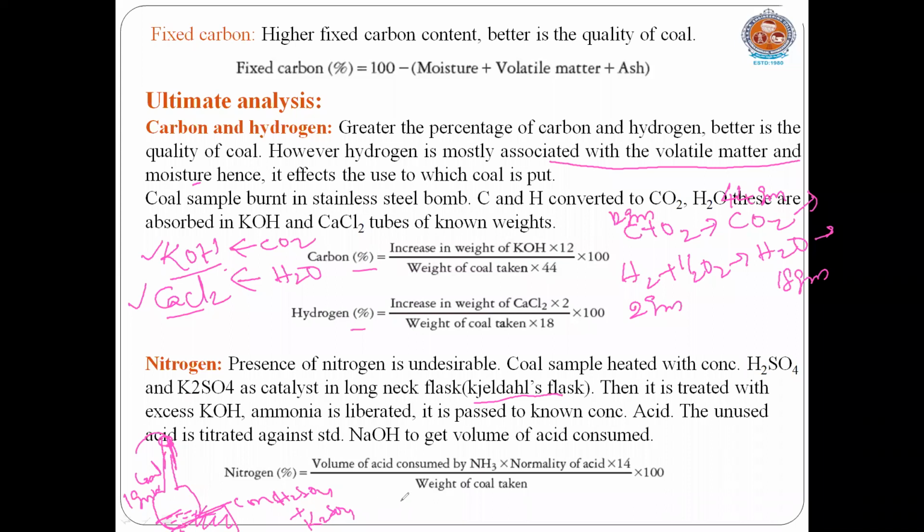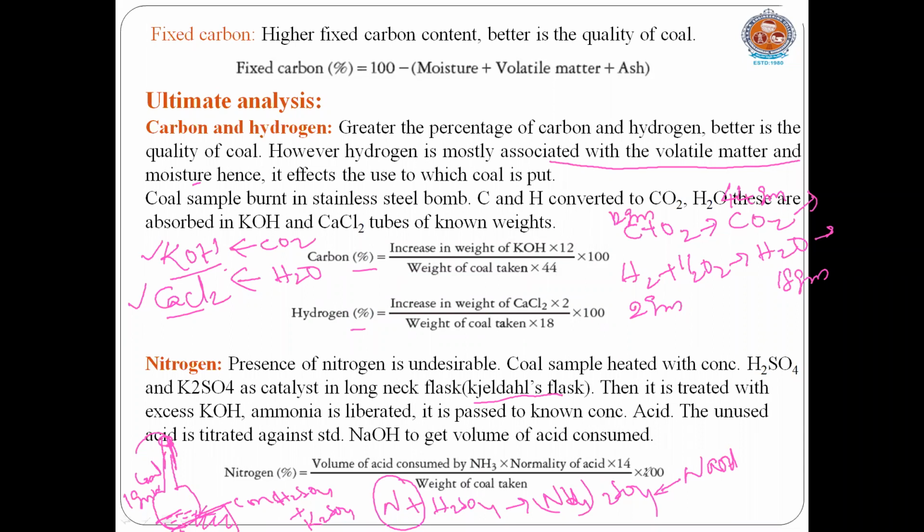Whenever we get the clear solution in this long neck flask, we stop the heating. What reaction takes place in this process? While heating, nitrogen content present in the fuel sample is converted into ammonium sulfate, (NH4)2SO4. Right. Then we get a clear solution. After that, to this same acid solution along with ammonium sulfate, we add some amount of sodium hydroxide.